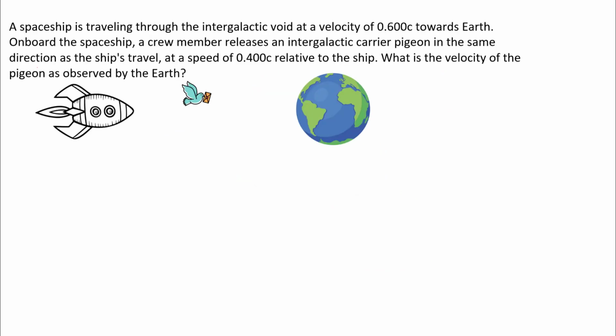Okay, so in this fresh problem, we've got a spaceship traveling through a region of space at a velocity of 0.6c, and they're going towards the Earth. And we have someone aboard the spaceship who's releasing an intergalactic carrier pigeon, right? So they're releasing a projectile, much like that basketball, and it's going in the same direction as the ship's travel, and you've been given a velocity relative to the ship of 0.4c. And the question's asking for the velocity of the pigeon observed by the Earth.